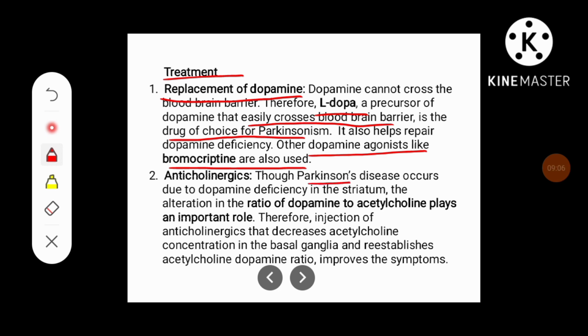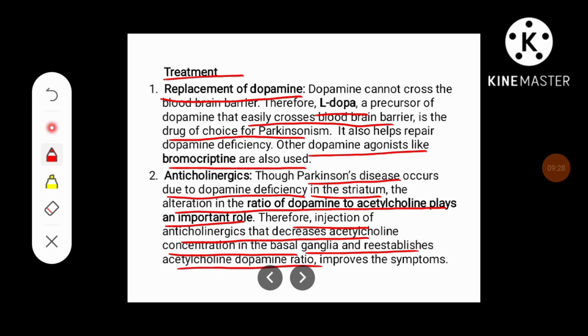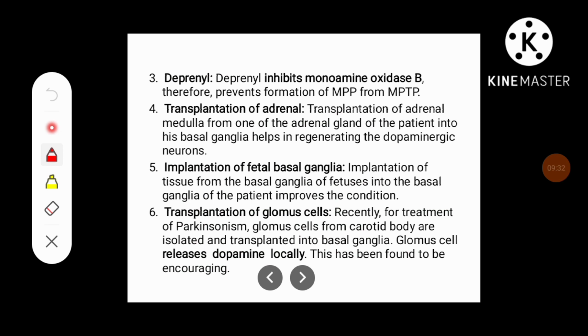Anticholinergics. Though Parkinson's disease occurs due to the dopamine deficiency in the striatum, the alteration in the ratio of dopamine to acetylcholine plays an important role. Therefore, injection of anticholinergic that decreases the acetylcholine concentration in the basal ganglia is going to re-establish the acetylcholine-dopamine ratio and improves the symptoms. Deprenyl inhibits monoamine oxidase B, and therefore prevents the formation of MPP from MPTP.